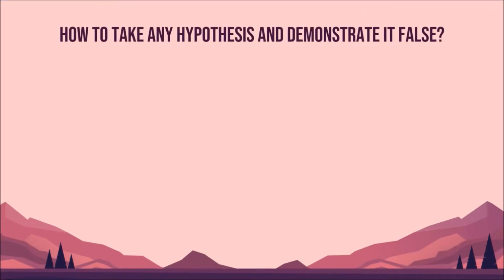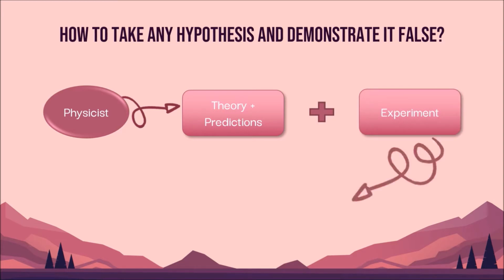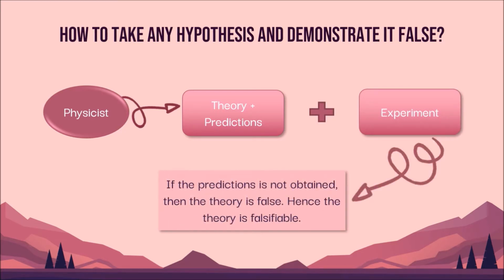Let's take a look at how to take any hypothesis and demonstrate it false. First, the physicists will create the theory and make a prediction about the experiment. Then, they will do the experiment. After they do the experiment, if the prediction from the theory is not obtained, then it will be considered that the theory is false. Hence, the theory is called falsifiable. This is the example of what is meant by falsifiable under holistic underdetermination.